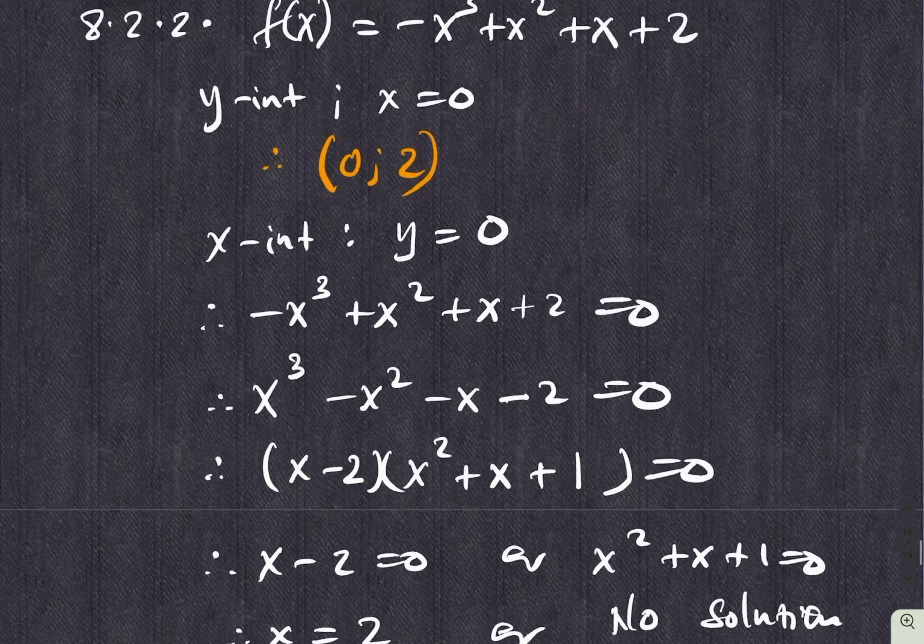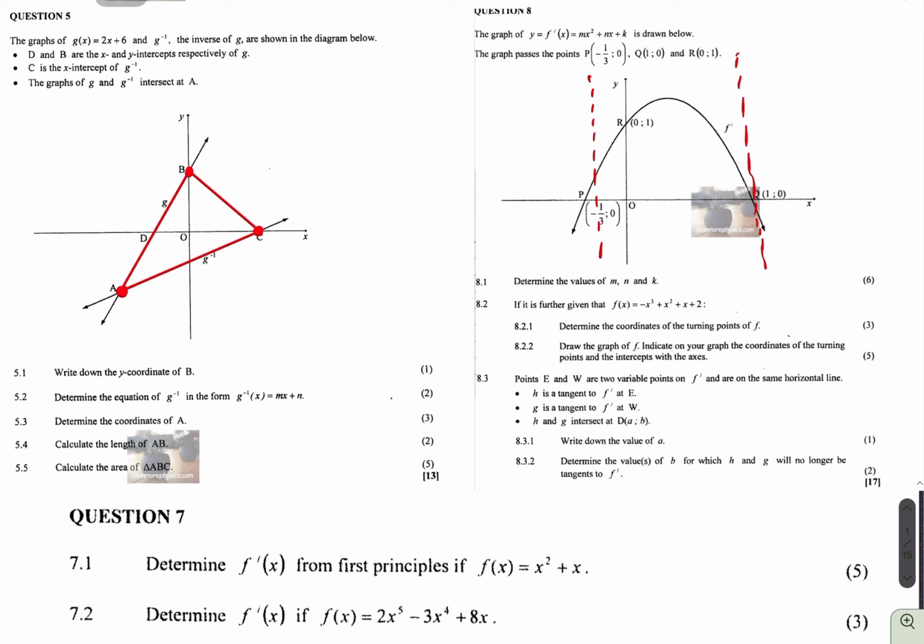We say that in 8.3, the points E and W are two variable points on f prime, which is the one that is drawn here, and are on the same horizontal line.